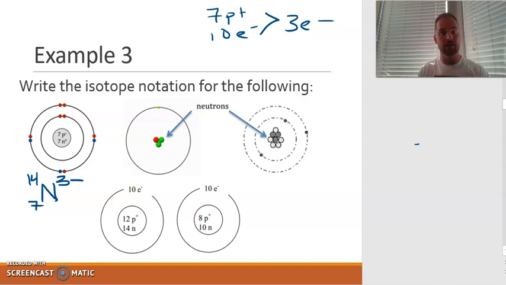Is this an ion? Yes, it is. This is an ion because it has a charge, positive or negative. Specifically, it's an anion, but it's an ion. All right, let's look at a few other examples together.